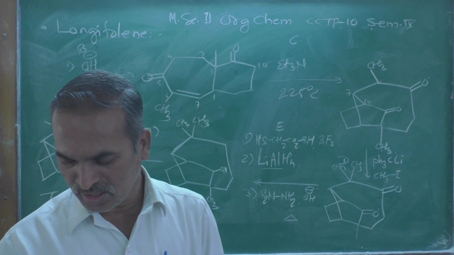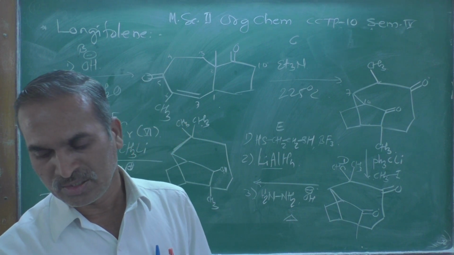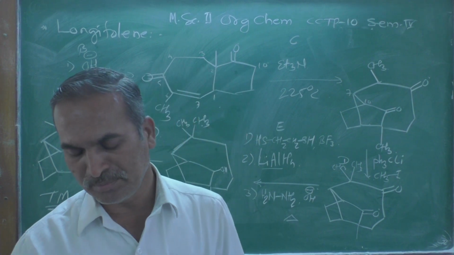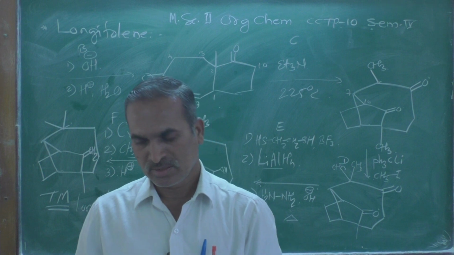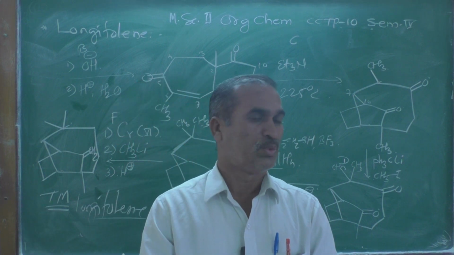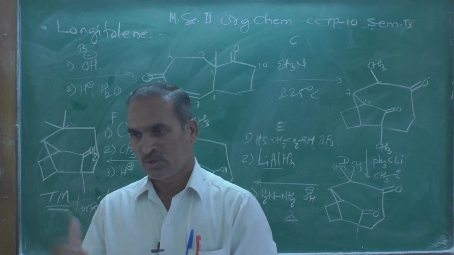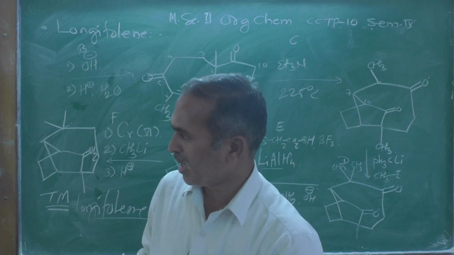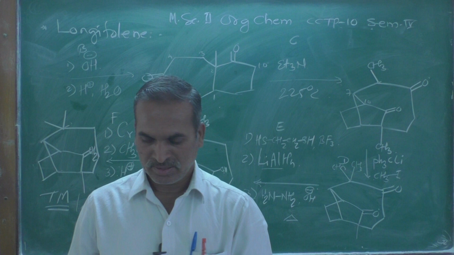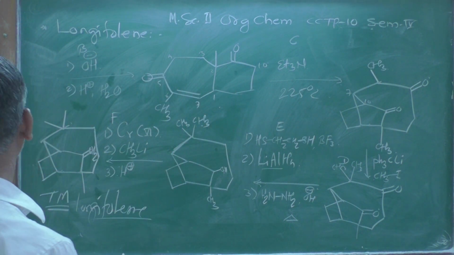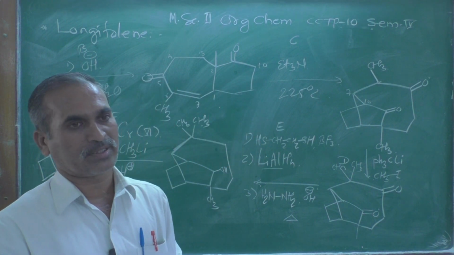The Wieland-Miescher ketone was also the starting material for the synthesis in scheme 13.25, and that scheme is also represented by considering well-known methods, and we can easily achieve the target molecule, which is longifolene. I think this is the first scheme we have seen with the appropriate explanation.